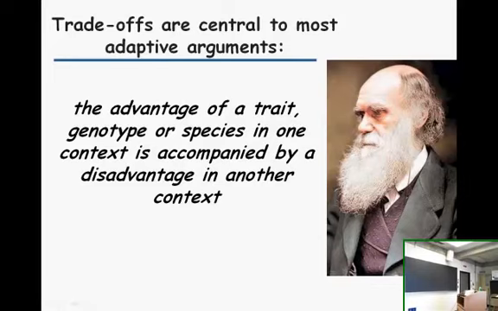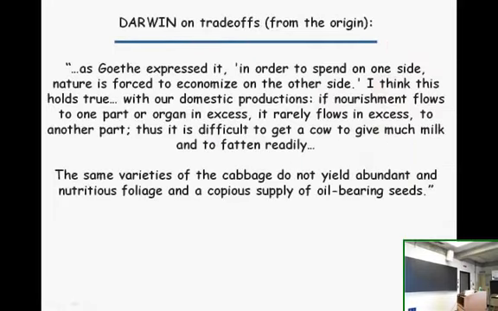Just to give you a sense of how important trade-offs are and the historical importance, Darwin wrote about trade-offs in The Origin of Species, and I just love this quote, so I'm going to read it to you. As Goethe expressed it, in order to spend on one side, nature is forced to economize on the other side. I think this holds true with our domestic productions.